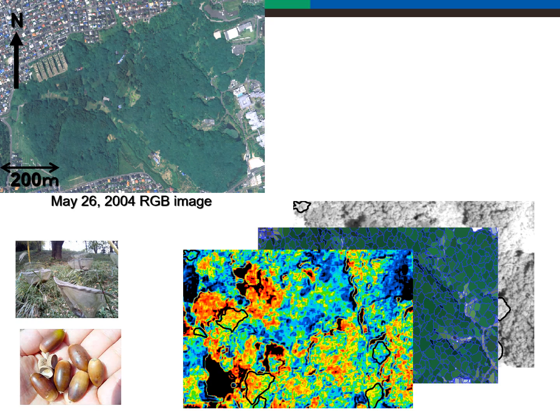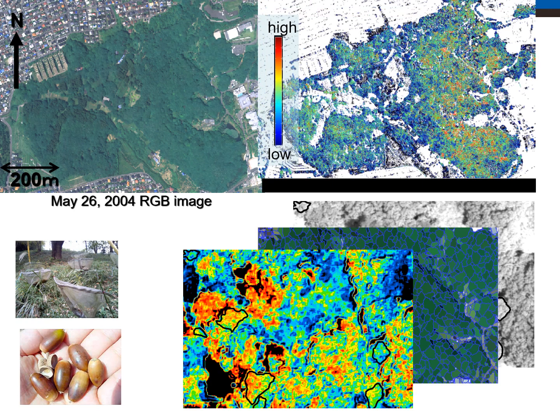Then we developed the calibration curve to autopolate, to predict the seed acorn production through the images. And as you can see, as high is red and low is blue.